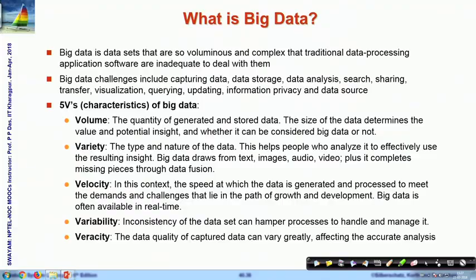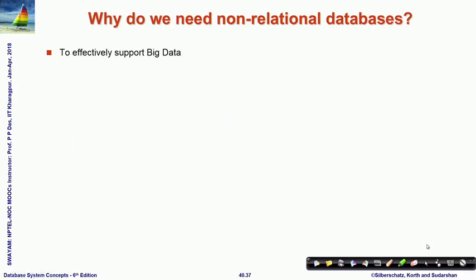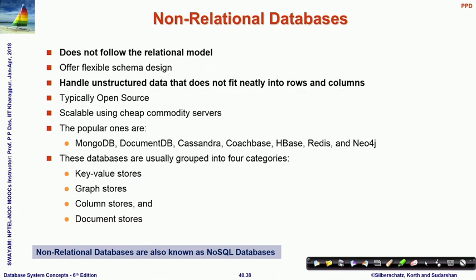You will understand that it is not easy to meet these requirements using the relational model. So, we need the non-relational databases to effectively support big data. That is the one major reason that you will need big data. So, the non-relational databases, certainly as the name suggests, do not follow the relational model.